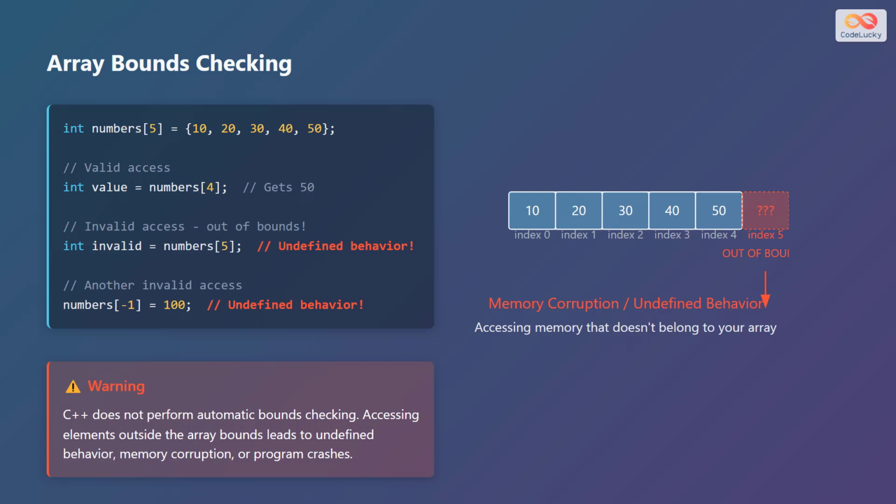Let's consider an integer array named numbers, with the values 10, 20, 30, 40, and 50. Accessing numbers with index 4 is valid and retrieves the value 50. However, accessing numbers with index 5 or numbers with index -1 is invalid because these indices are out of bounds. Such access results in undefined behavior. As a warning, remember that C++ does not automatically check array boundaries. Accessing elements outside the array's bounds can lead to unpredictable and potentially disastrous results, such as memory corruption or program crashes. Always ensure that you are accessing valid indices within your arrays.